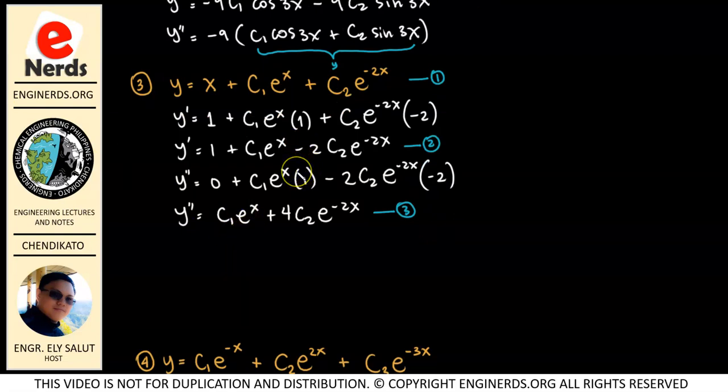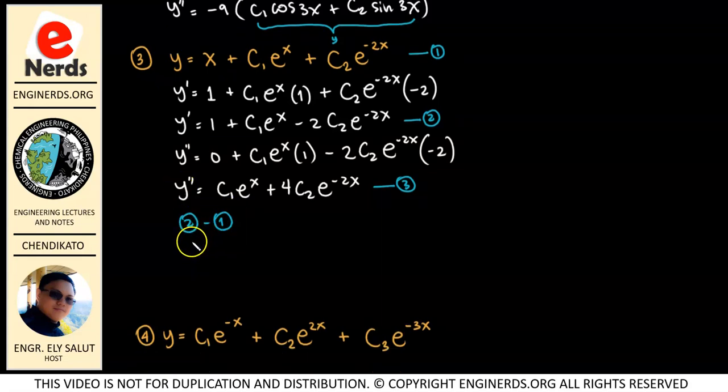Okay, so now we're going to check how are we going to eliminate our arbitrary constants. So, if we're going to check our y and y prime, makikita ninyo na pareho silang merong c1 e to the x. As you can see here, we have c1 e to the x. And dito, meron din tayong c1 e to the x. So, that means if we are going to subtract our equation 1 and equation 2, we are going to eliminate our arbitrary constant c1, di ba? So, let us try to do that. So, we're going to subtract y prime, which is equation 2 minus equation 1.